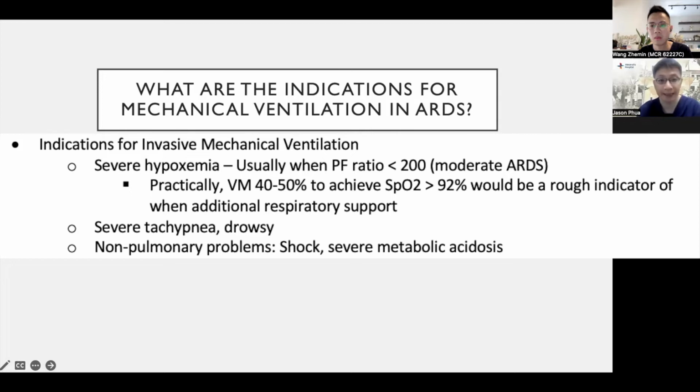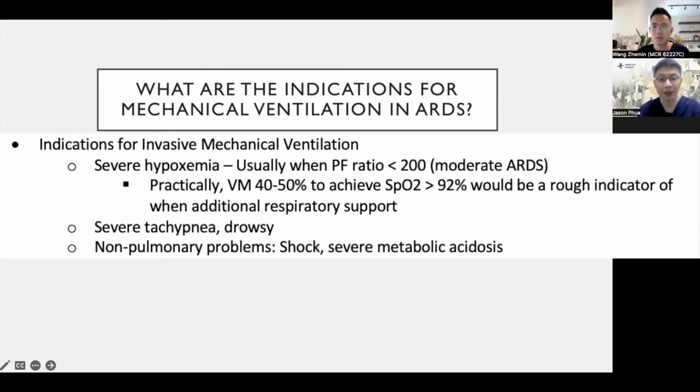So back to the first thing I said, the severity of hypoxemia. If we go by the PaO2 to FiO2 ratio, anything less than 300 is ARDS, and it would be time to think of mechanical ventilation. But that is still relatively mild ARDS. So moderate ARDS would be PF ratio of less than 200, and that would be really time to consider mechanical ventilation.